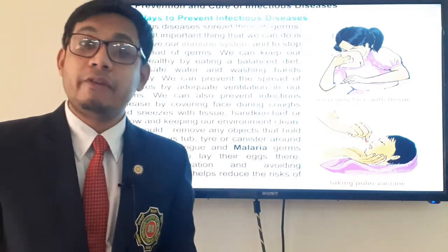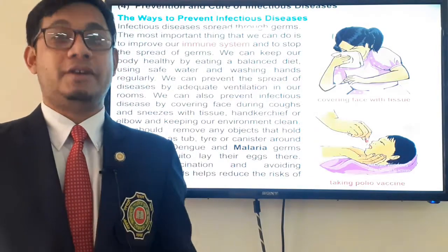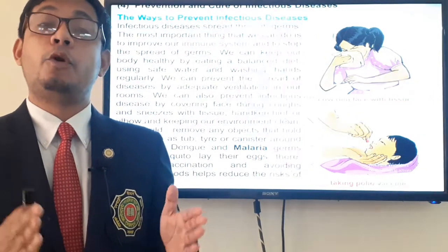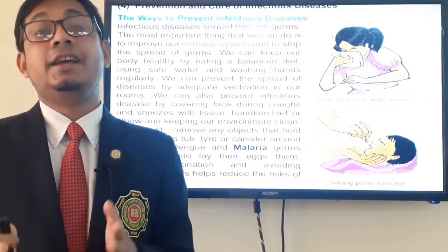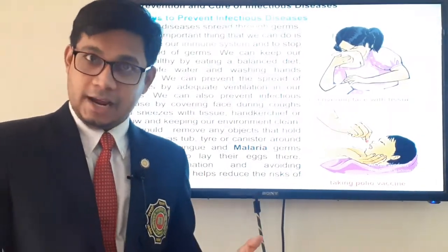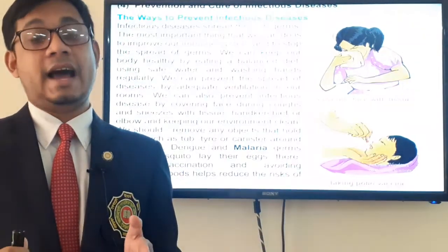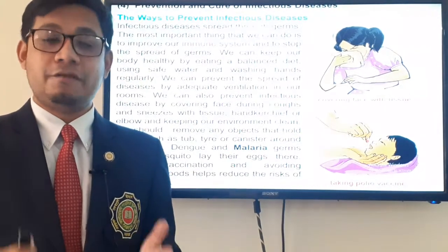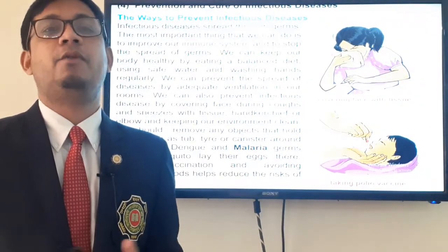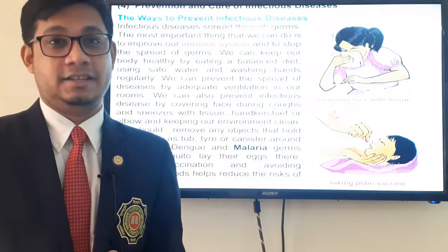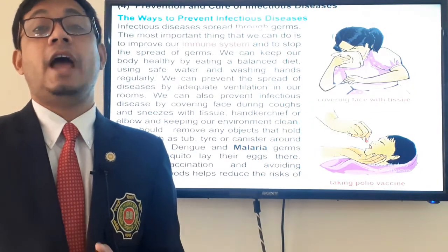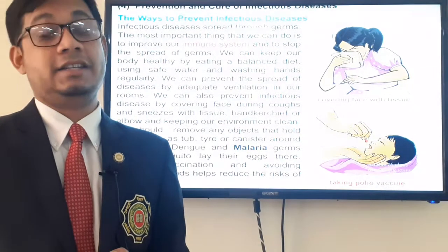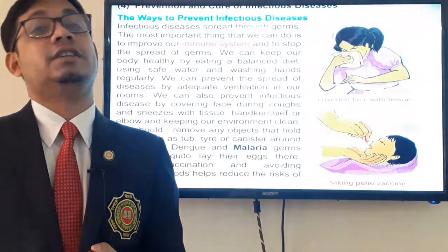So how can we improve our immune system? We can improve it by eating a balanced diet and maintaining a proper healthy lifestyle. If we do, we can definitely fight against different types of viral or bacterial diseases, and keep ourselves far away from contact diseases and other infectious diseases.